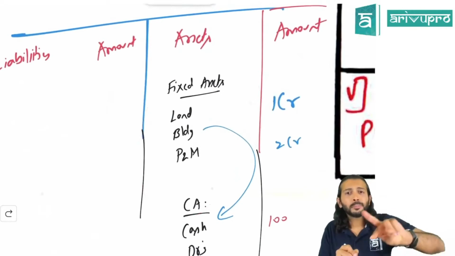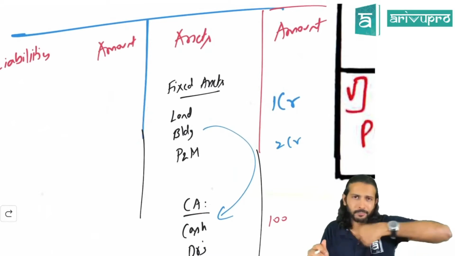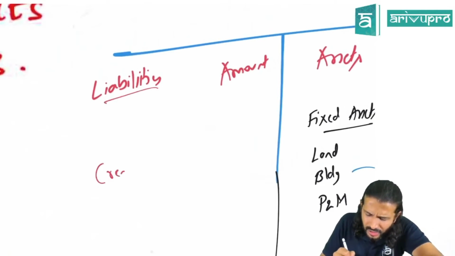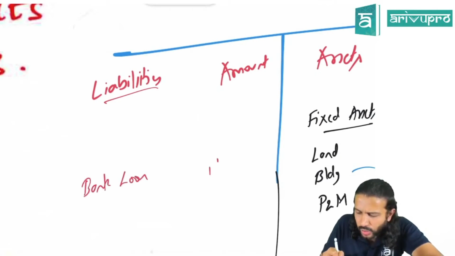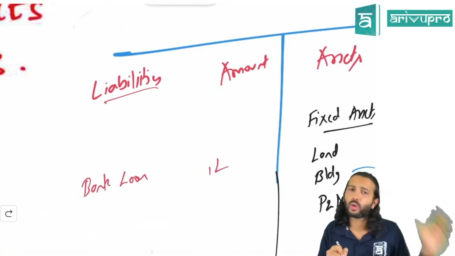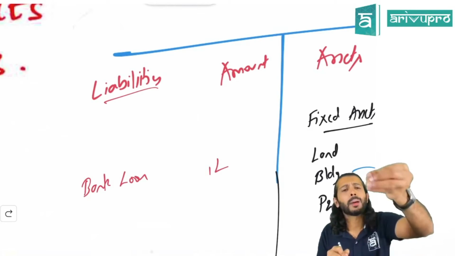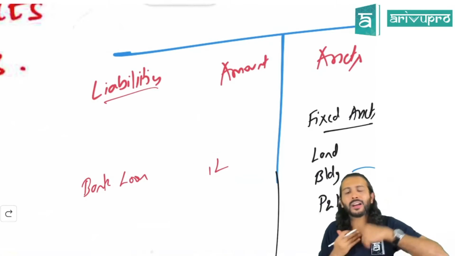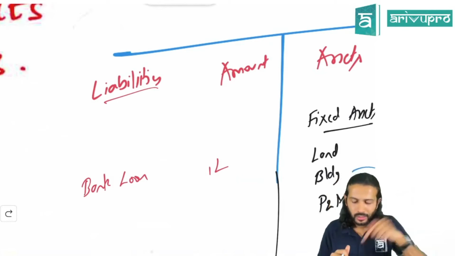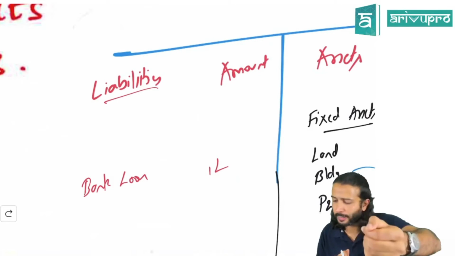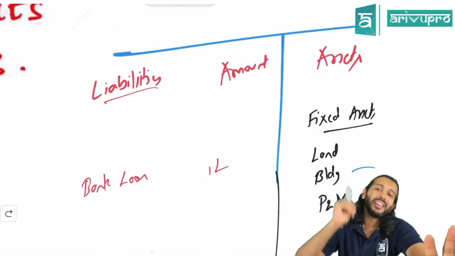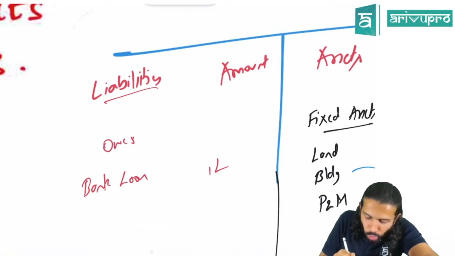Got it? Then something which the business has to pay somebody. If you take a bank loan, let's say, to start a business, I took a bank loan of 1 lakh rupees. Does this 1 lakh rupees belong to me, or do I need to pay it back to the bank? I need to pay back. So that too we call a liability, something which the business owes.